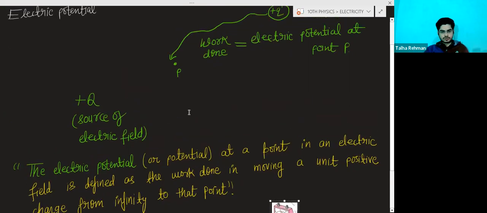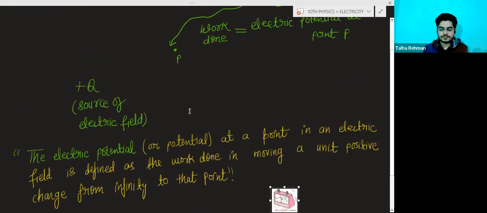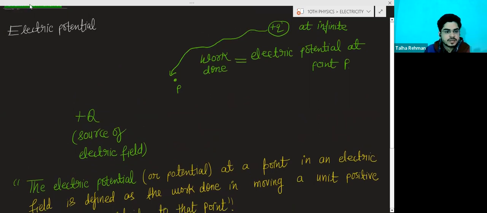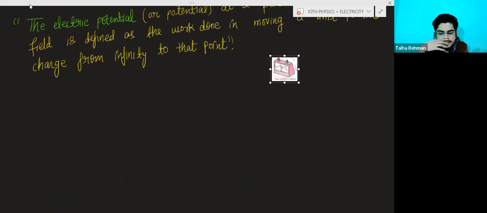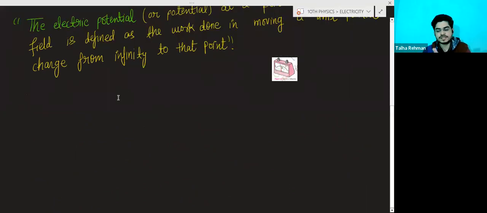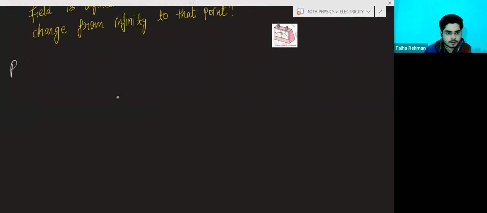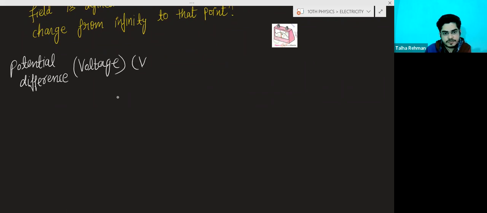Okay, so this is the electric potential. Now, potential difference. What is potential difference? Talking about the unit of potential, it is volt, but there is a term potential difference. Most commonly we use the potential difference. And this potential difference is also known as voltage, and this is represented by V.